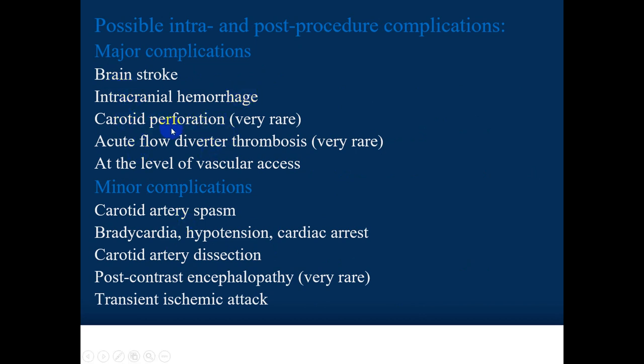Some complications can occur during the procedure and after the procedure, like brain stroke, intracranial hemorrhage, carotid perforation, acute flow diverter thrombosis at the level of vascular access. So all of them are major complications. Some of them are rare, as you see in this one, acute flow diverter thrombosis, because a flow diverter is installed rarely and mostly for any aneurysm at this level.